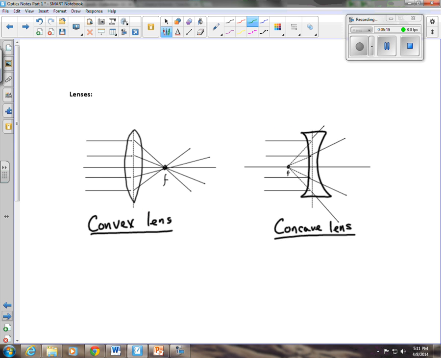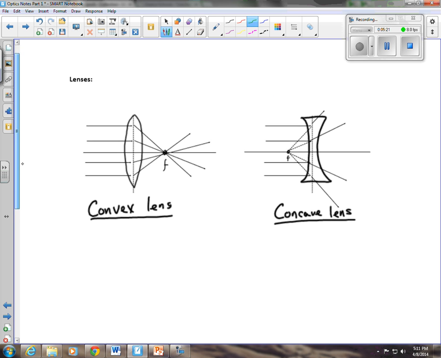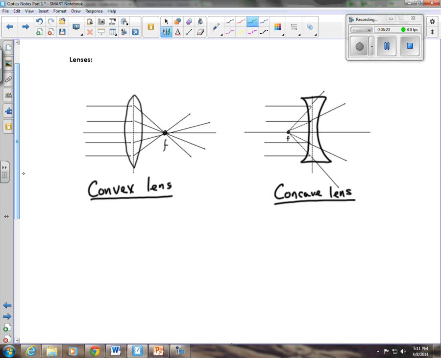Off the next page. Now we're going to start talking about lenses. There's two types of lenses we need to know about. A convex lens. Convex means it goes out towards you. It's fatter in the middle. Okay, a concave lens. Concave means it caves in sort of in the middle. Okay, I imagine that if you're here, you're looking into a cave. That's how I remember concave.